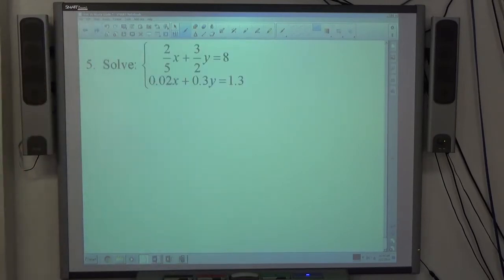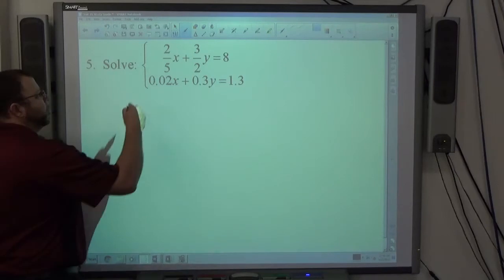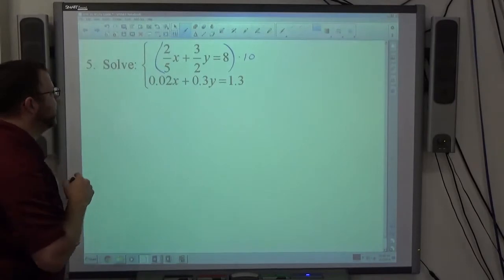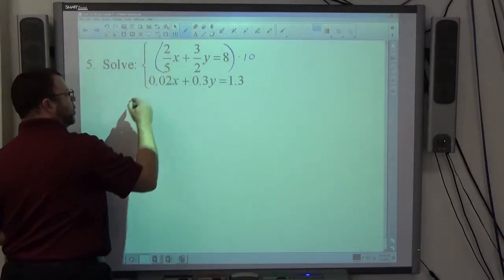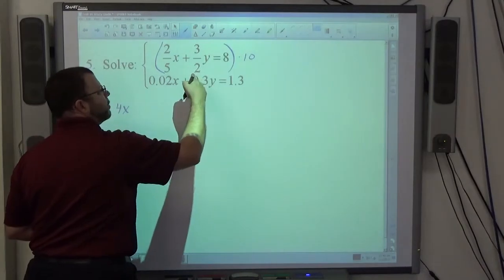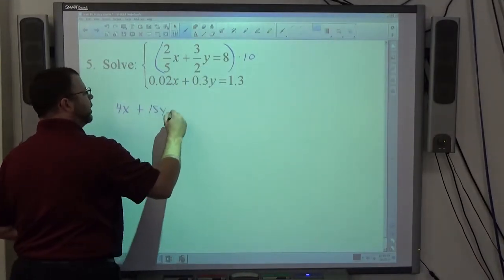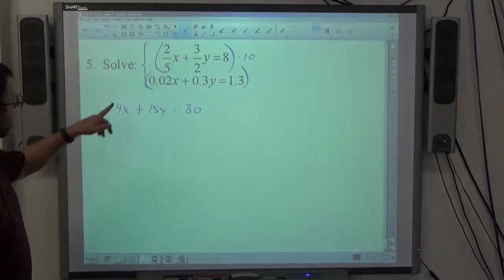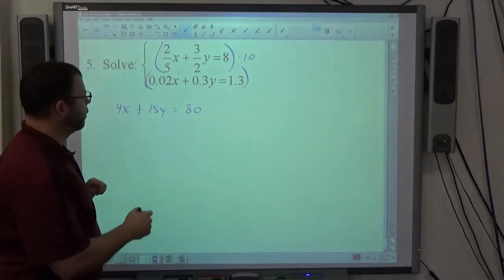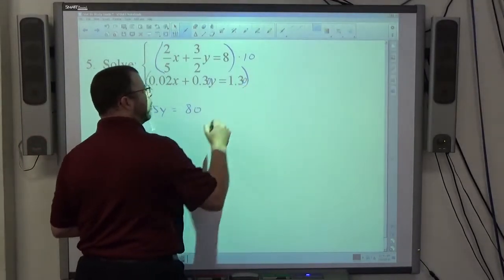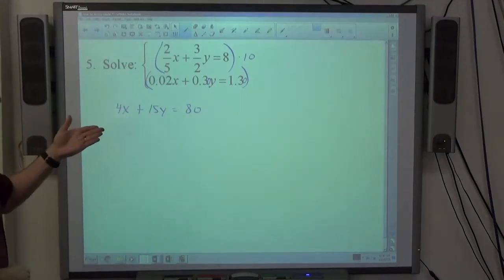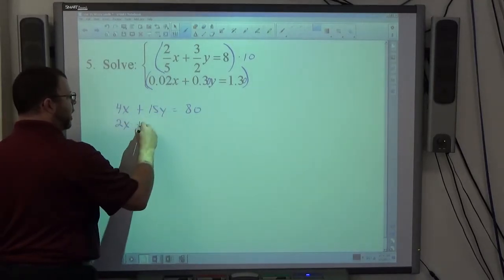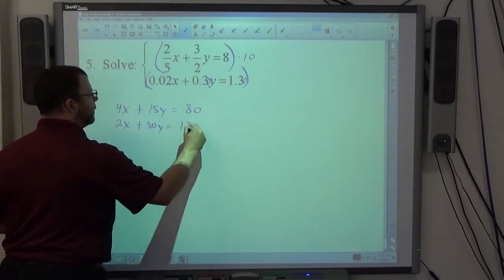Number 5, solving a system of equations here. I've got fractions and decimals. I multiply everything by 10 in the fraction problem to get rid of the fractions. Common denominator is 10. 10 divided by 5 is 2 times 2x is 4x. 10 divided by 2 is 5 times 3y is plus 15y. 10 times 8 is 80. In the decimal problem, 2 decimal places, 1, 1. So if I make this 0.30y and 1.30, now everything has 2 decimal places. Multiply by 100, all the decimals move to the right 2 spaces. So 2x plus 30y is equal to 130.